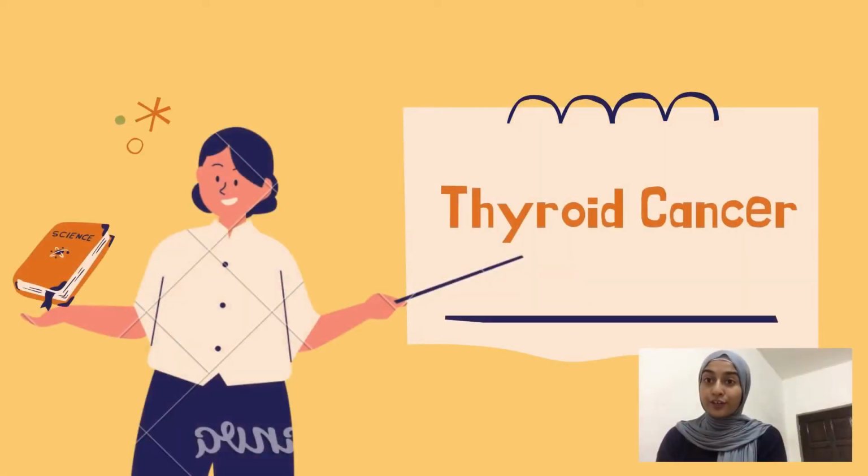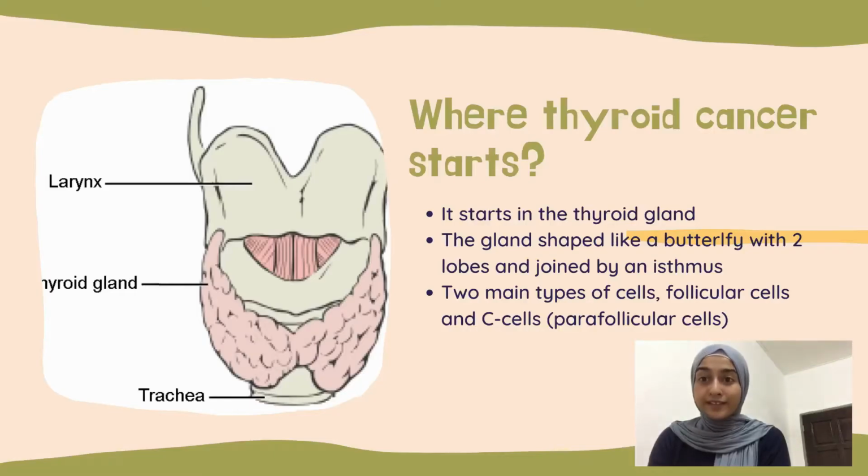Assalamualaikum warahmatullahi wabarakatuh. My name is Nurul Jasmine, and today me and my groupmates will be explaining on thyroid cancer. So cancer starts when cells start to grow out of control, and thyroid cancer is a type of cancer that starts in the thyroid gland. The thyroid gland is shaped like a butterfly with two lobes connected by a narrow gland called the isthmus. The thyroid gland also produces hormones, which are T3 and T4.